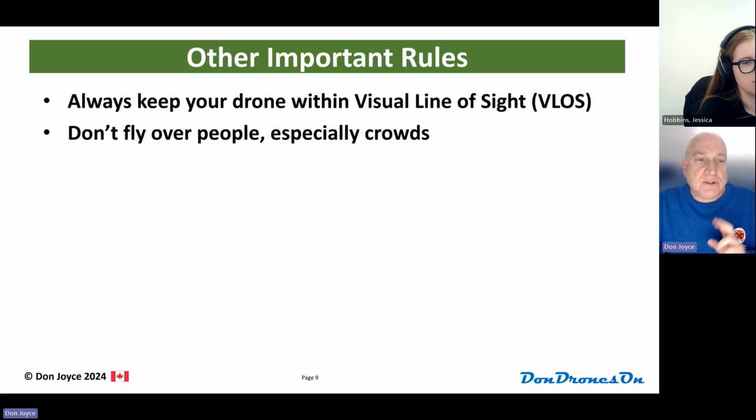Second rule is don't fly over people, especially crowds. Now, if you have a drone that is certified to fly over people, that typically means that it has a parachute attached to it. That's about the only mechanism that they allow. There are some exceptions, but you basically have to have special devices to fly over people. And by over people, they mean anywhere within 5 meters measured horizontally near people. And they really don't want you to fly over crowds.